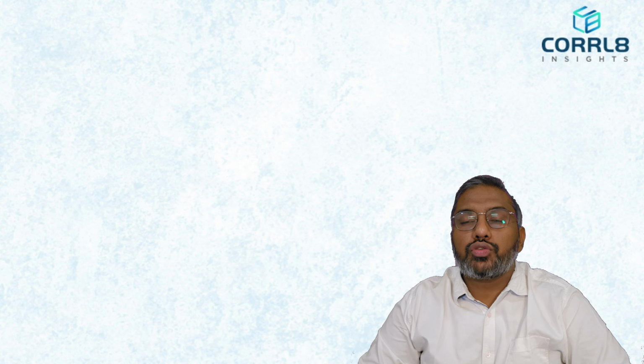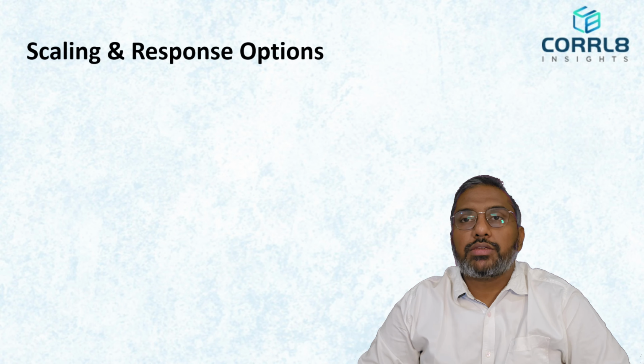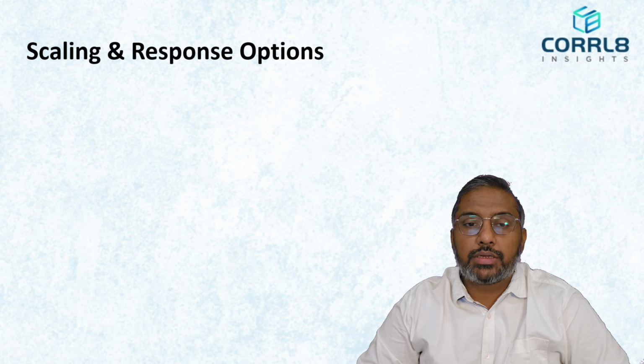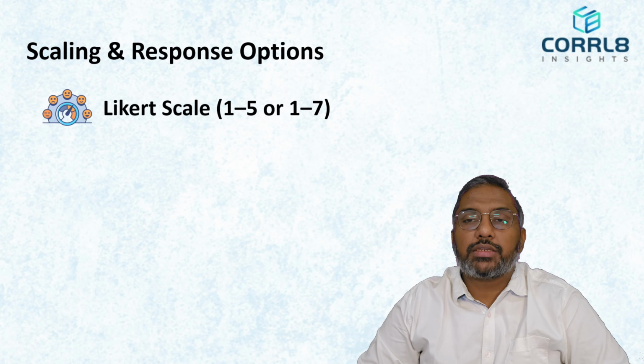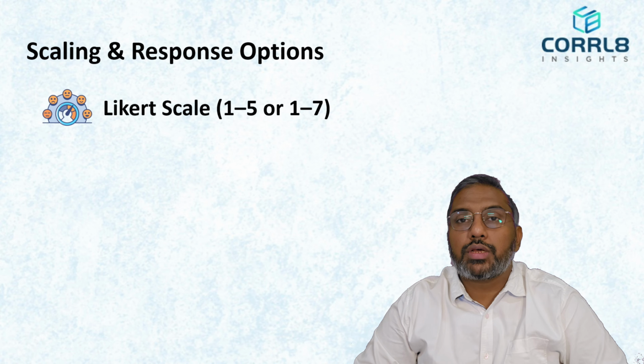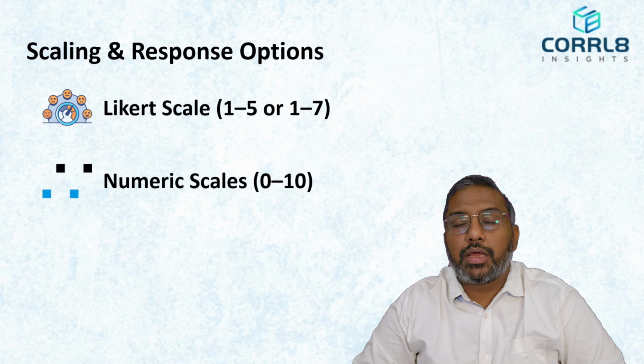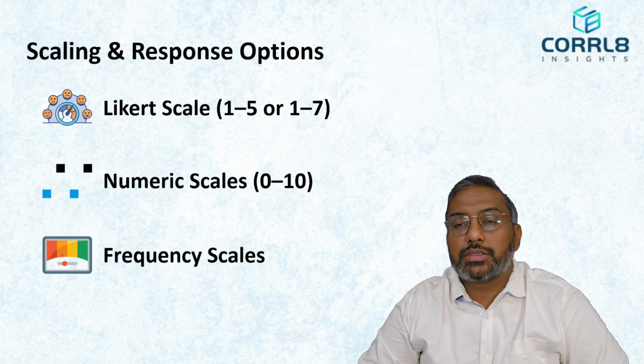It is also important to choose the right scale for scaling questions. For example, in case of agreement or satisfaction scales, you need to use Likert scale which has a scale of 1 to 5 or 1 to 7. In case of net promoter score or likelihood to recommend, you should consider using numeric scales that range from 0 to 10. There are also frequency scales that have daily, weekly, and monthly options. Ensure that you keep your scaling options mutually exclusive and exhaustive.